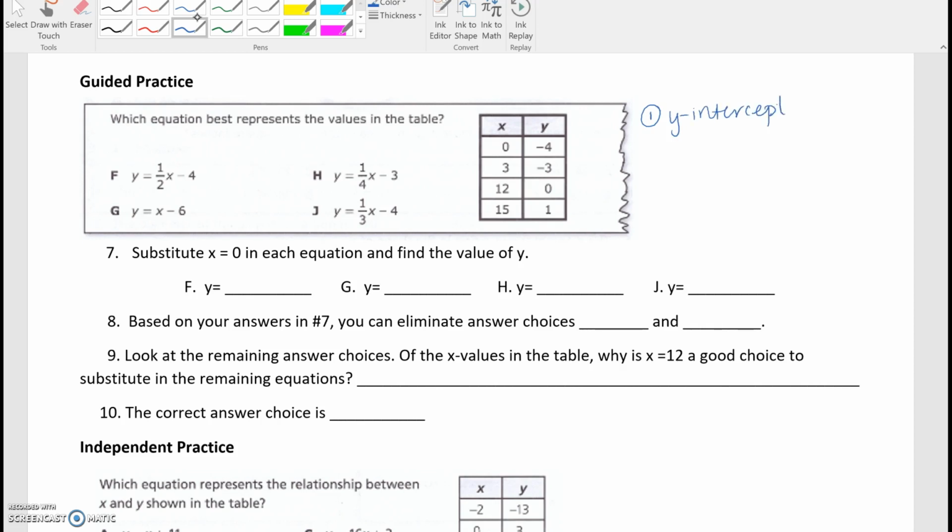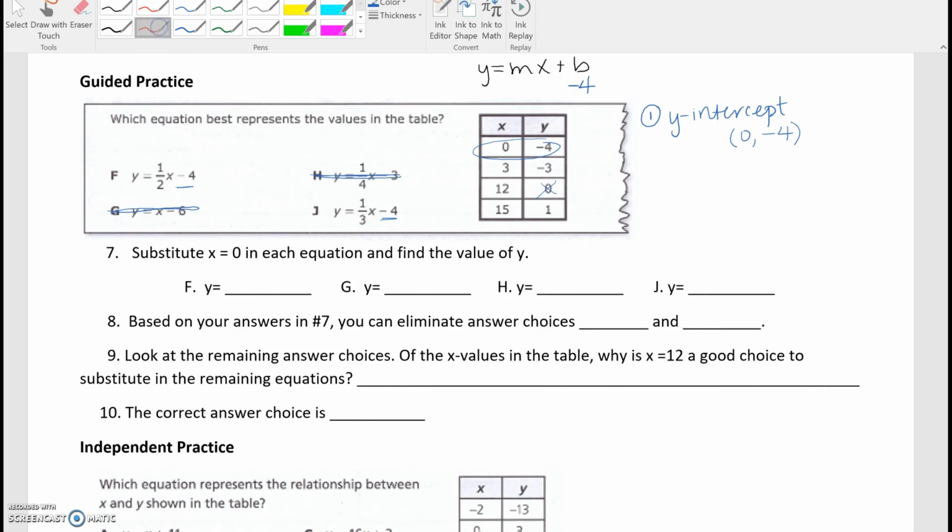So the y-intercept is the value of y when x is 0. Okay, don't get thrown off by this 0 here. I'm not looking at that. I'm looking for x of 0. So my y-intercept is 0, -4. Okay, so if I write my equation, y equals mx plus b, then the b has to be -4. Okay, so I see that here and here. So I can eliminate G and H.